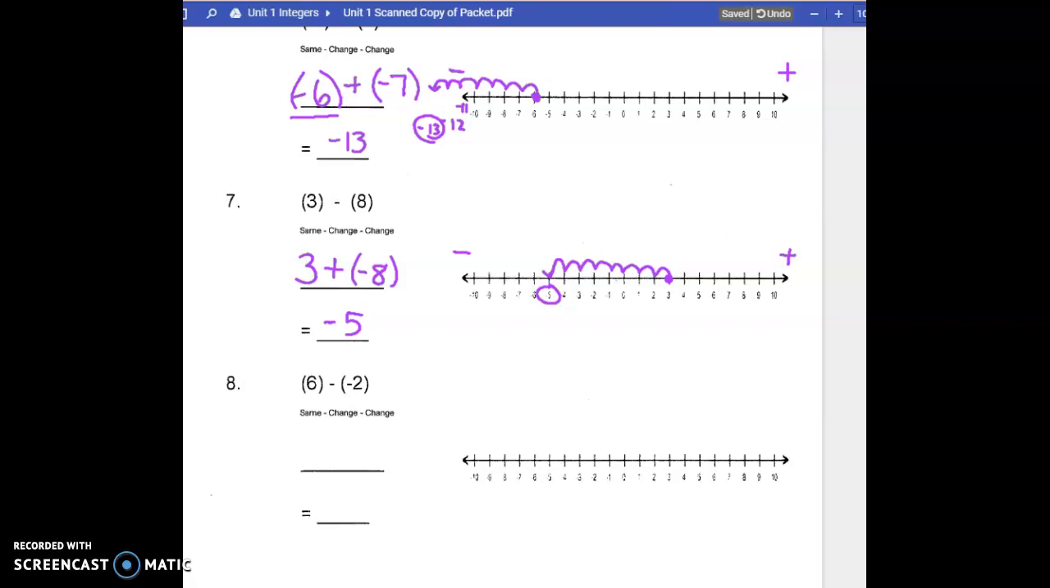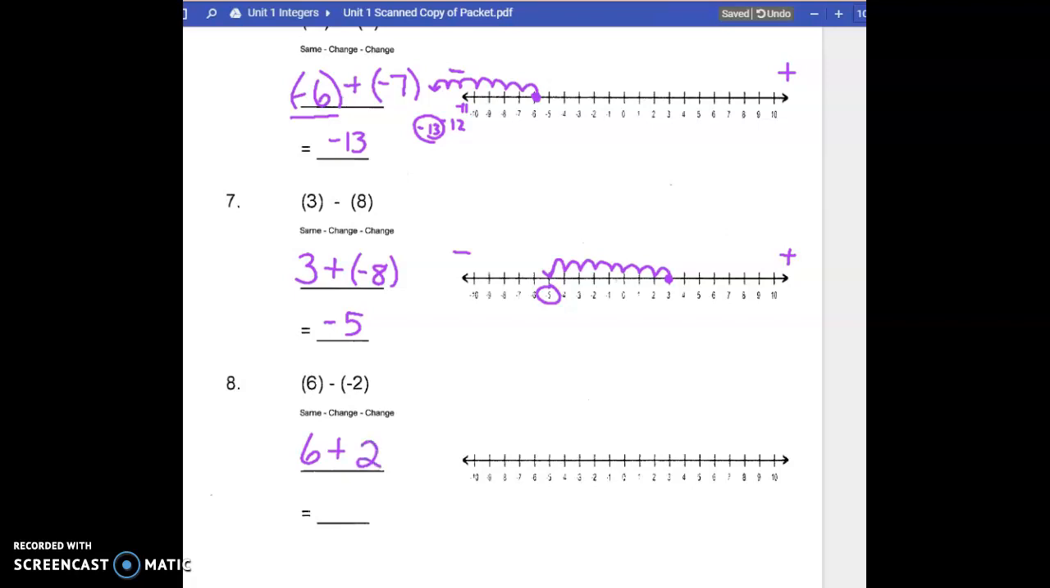Okay, one more. We have 6 minus -2. So again, we're going to think adding the opposite, or same, change, change. This is going to stay the same. It's going to stay 6. We can put the parentheses around it. It doesn't matter. This is going to change from subtraction to addition. This is -2. It's going to change to the opposite of -2, which is +2.